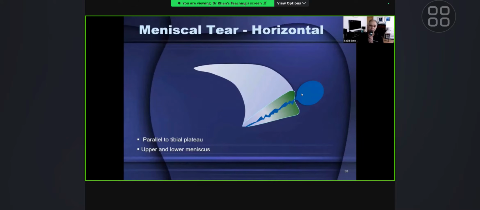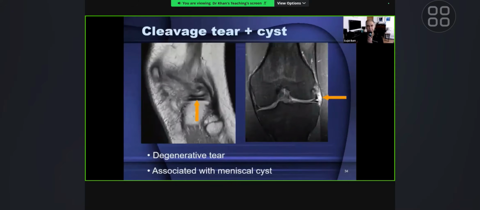Because sometimes, almost all the times, it is much easier to see the parameniscal cyst. That's like an indication which tells you that something is not right. And then you look carefully at the meniscal tissue and you find a tear. You cannot have a big parameniscal cyst without a clearly defined meniscal tear. So look carefully and you will find one.